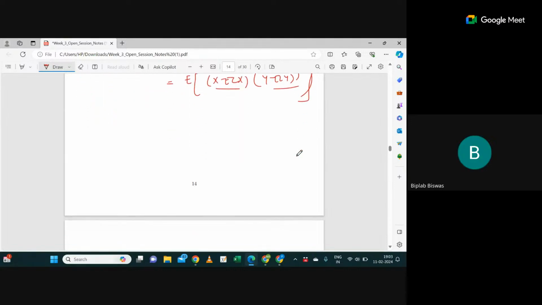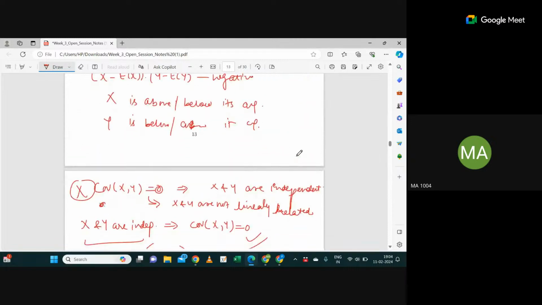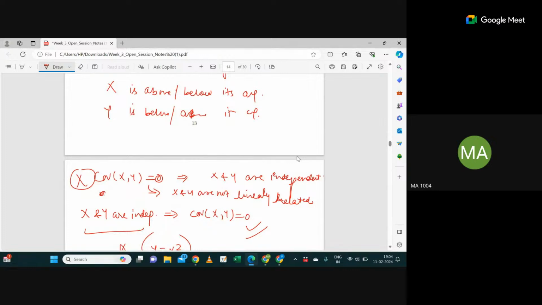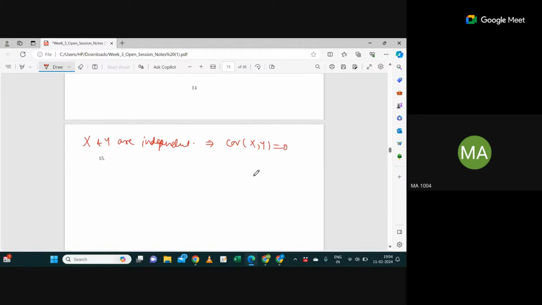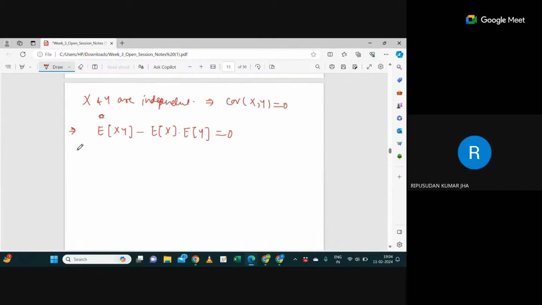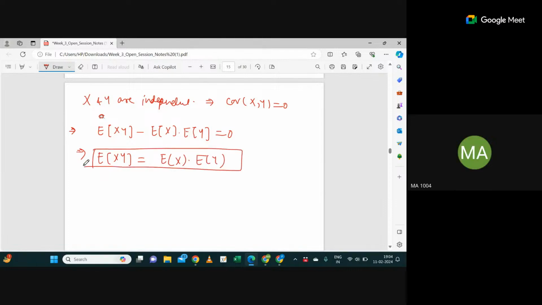So this part is clear, and independence as well, because sometimes people get confused and treat both as the same. But the first one is not always true. The second one is true. So we are saying x and y are independent. You have seen the independence concept in the previous weeks, right? If x and y are independent, then covariance between x comma y is 0. This is true. If covariance between x comma y is 0, that means expected value of x into y minus expectation of x into expectation of y should be 0. So expectation of x into y should be equal to expectation of x into expectation of y. If x and y are independent, then expectation of x into y is the same as expectation of x into expectation of y. Is this clear?